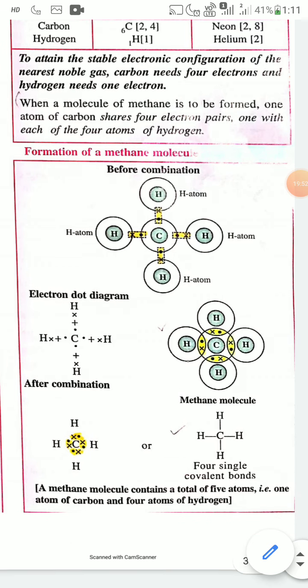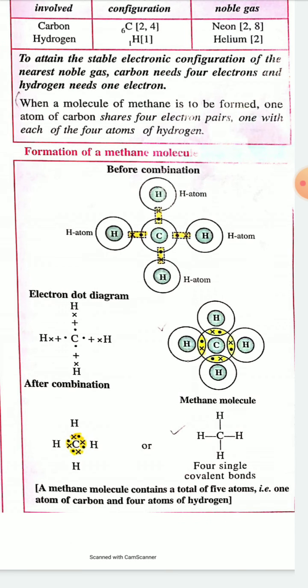When a molecule of methane is to be formed, one atom of carbon shares 4 electron pairs, one with each of the 4 atoms of hydrogen. So the orbital structure of methane is given here. Especially you have to remember the orbital structure after combination. After combination, it is the most important structure. In all cases, mainly you have to draw the orbital structure after combination, and you have to show the number of electron pairs.